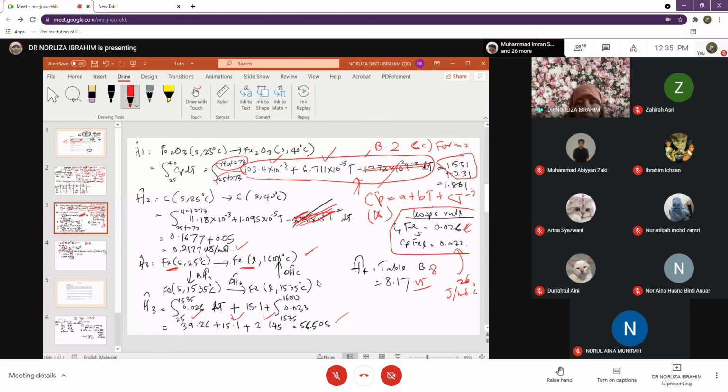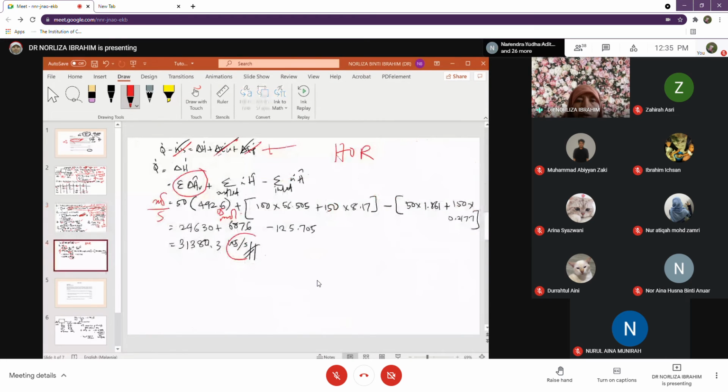When you put in, you will get 31380.3 kilojoule per second. It's very straightforward. As long as you are able to solve the reactive material balance, the energy balance of that reactive will be very simple. Any questions? No question so far.